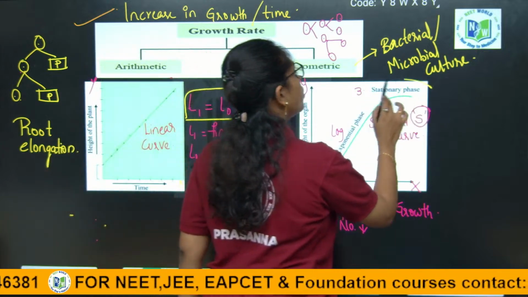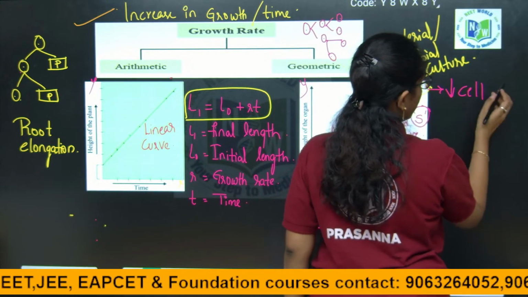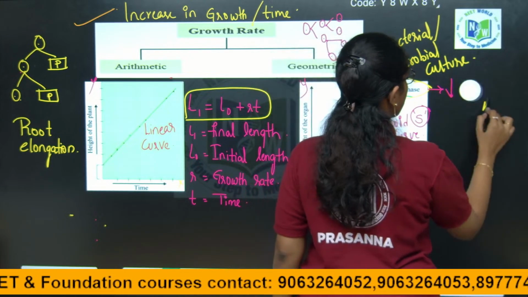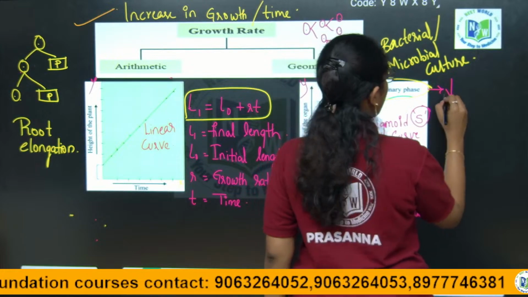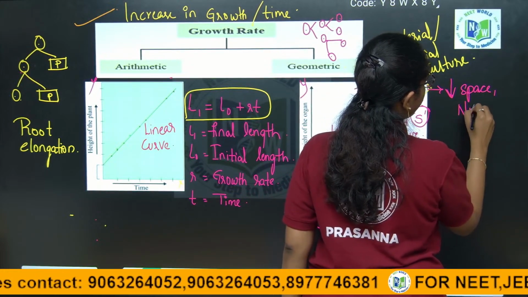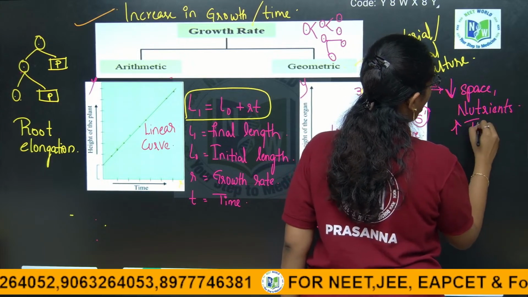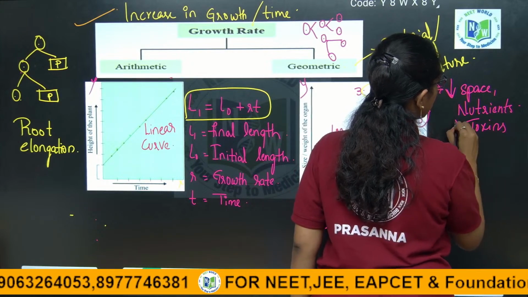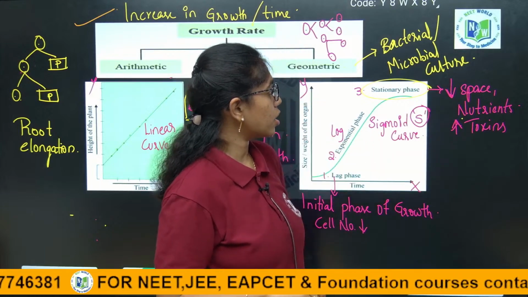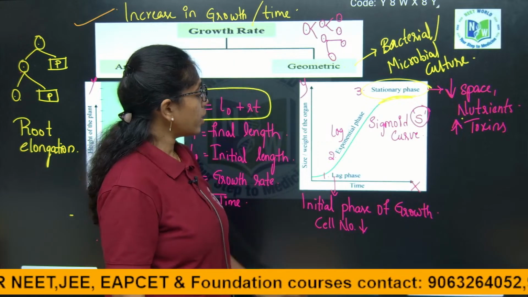And due to decrease in the space in the culture, due to decrease in the space and nutrients and due to increase in the toxins, again they attain a stationary phase. Okay. So, here 3 phases are seen.